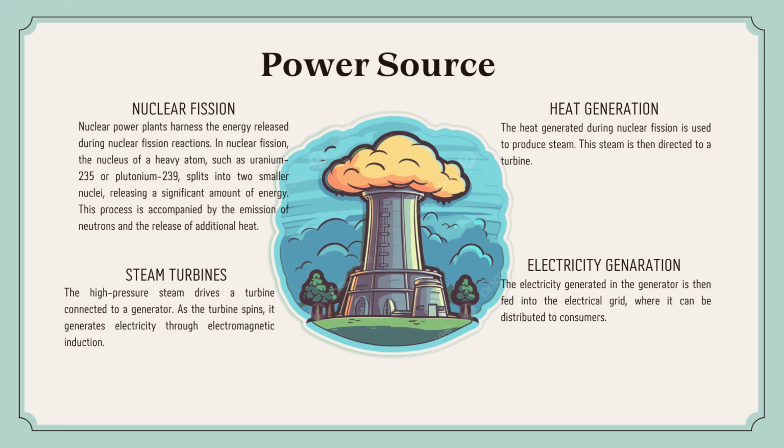There are four power stages involved in this power plant. The first one is nuclear fission. The second one is heat generation, which provides the steam. The third one is the steam turbine, which uses the steam to drive the generator. And the last one is electricity generation, where the generator provides the electricity for the consumer.